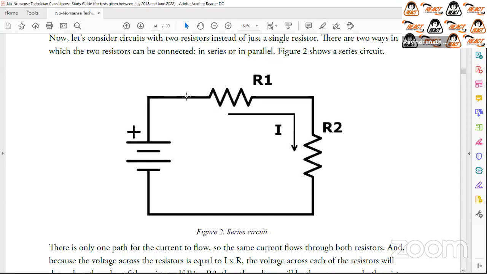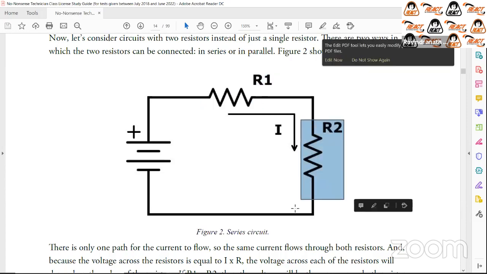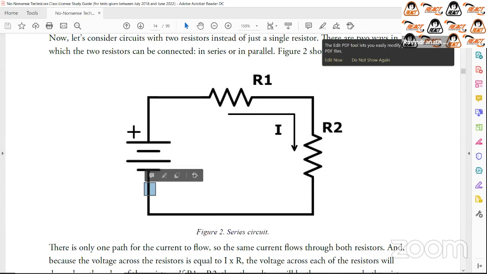In the same way, in an electric circuit, the current cannot get to this point here unless it passes through this component, goes through the wire here, passes through this component, and then ends up on this wire. So this is a series circuit.